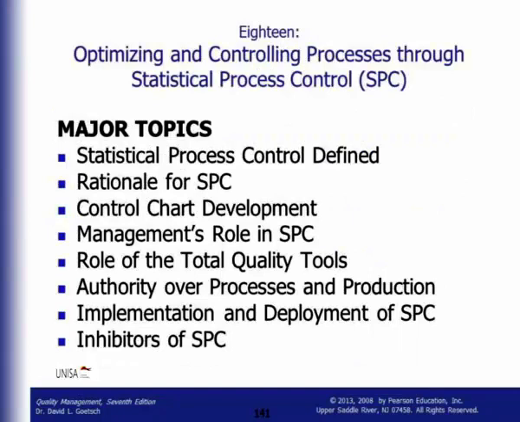We're now looking at Chapter 18, Optimizing and Controlling Processes Through Statistical Process Control. Some of the major topics here are SPC defined, the rationale for SPC, control chart development, management's role in SPC, the role of total quality tools, authority over processes and production, implementation and deployment of SPC, inhibitors of SPC. Definition.